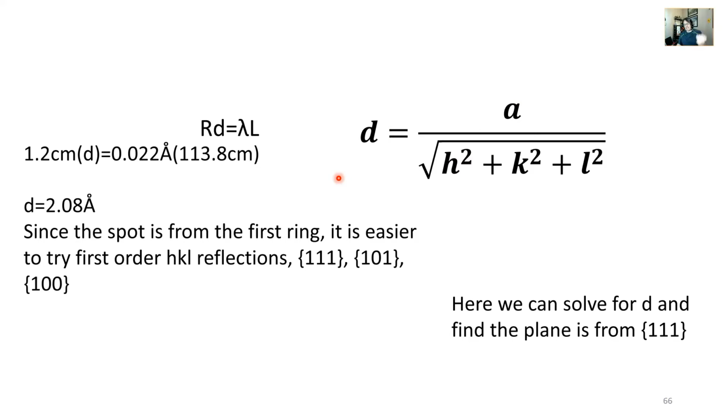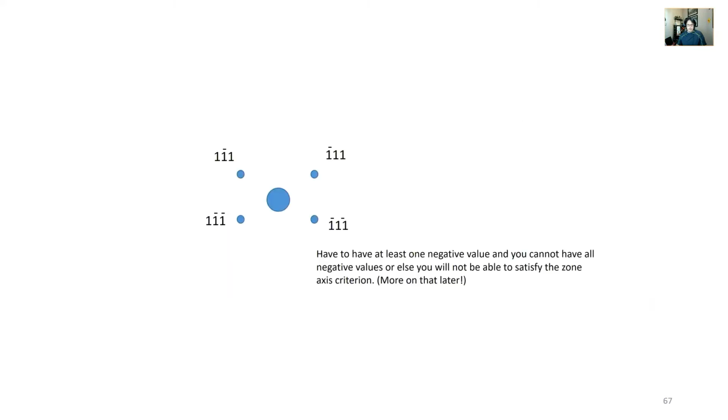One thing I will say, if you've gotten to the point where you're getting diffraction patterns, you pretty much know what you're looking at, because you have to know a lot about your material to make a specimen from your material. But D equals A over the square root of H squared plus K squared plus L squared. We solved for it, and we figured out that it came from 111. All right, so we now know that all these spots are the 111 family of planes.